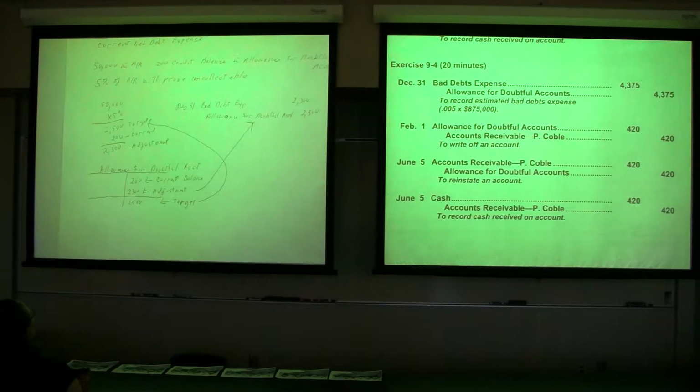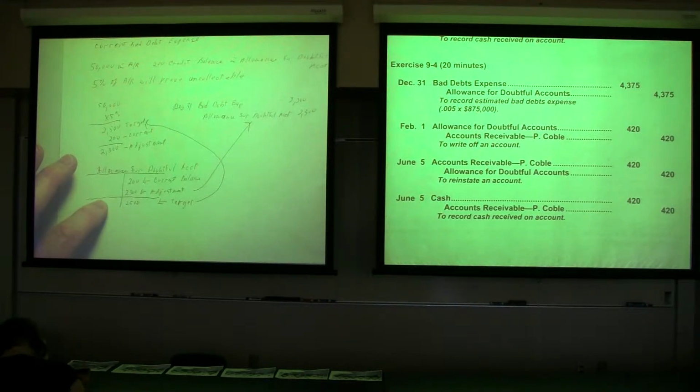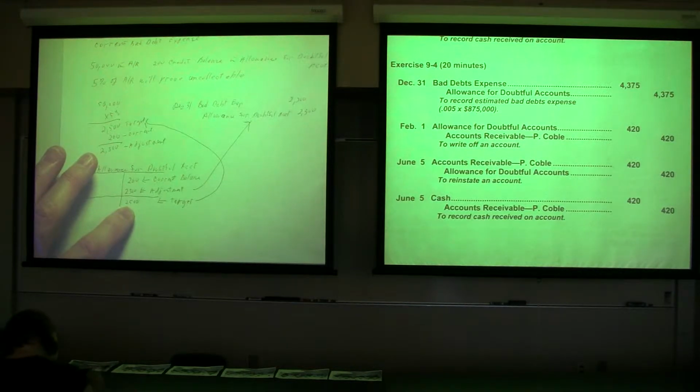Does that make sense? And there's a couple of ways to look at it. The reason it works this way is because the allowance for doubtful accounts is a permanent account, right? And so on the balance sheet, you'll have your accounts receivable minus the allowance to get the net realizable value, right? This is a permanent account. And so you want the balance in that account to be 2,500.